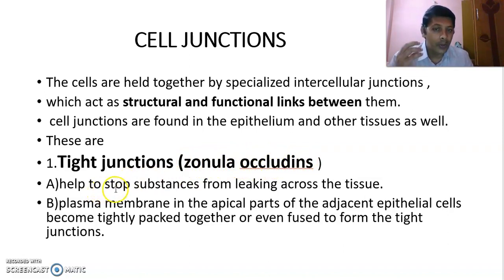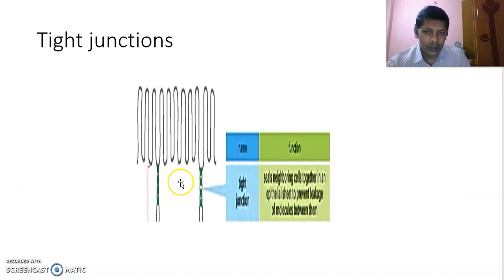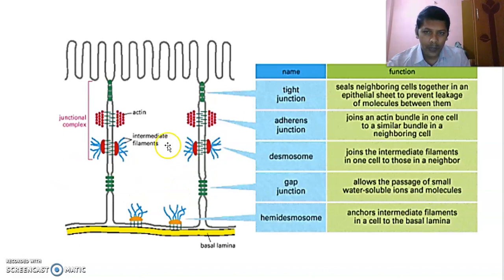They help to stop substances from leaking across the tissue. I will show you the tight junction here. This is one cell and this is another cell. Between these two cells you can observe there is a tight junction. Next, adhesion junctions, desmosomes. Again there are different types, hemidesmosomes, and next, gap junctions.